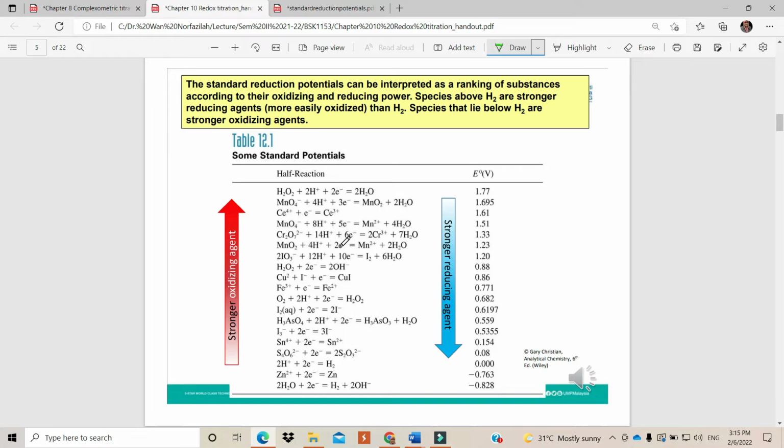If the compound undergoes oxidation, ini akan dia terbalik lah. Ini arrow bukan sama dengan ni. Ini arrow. Okay. So dia akan dia terbalik. Right.